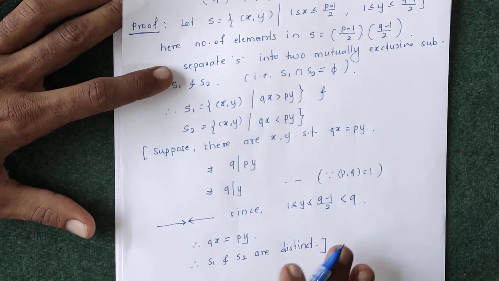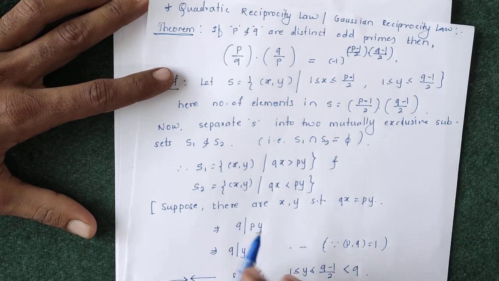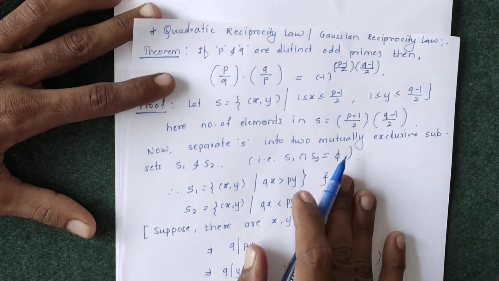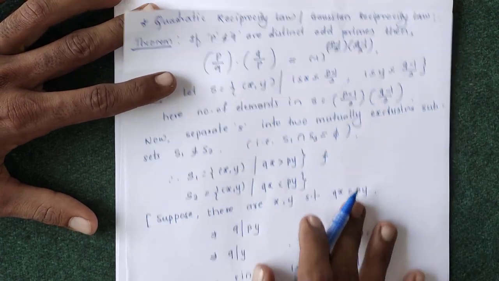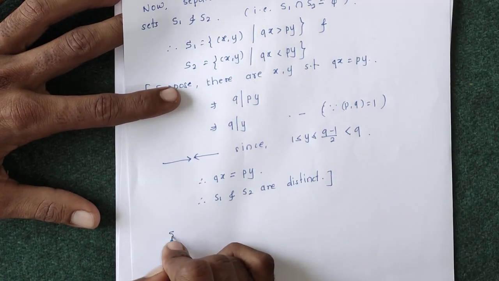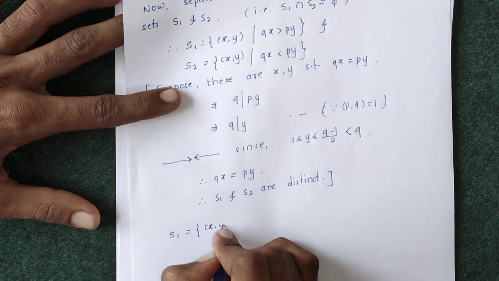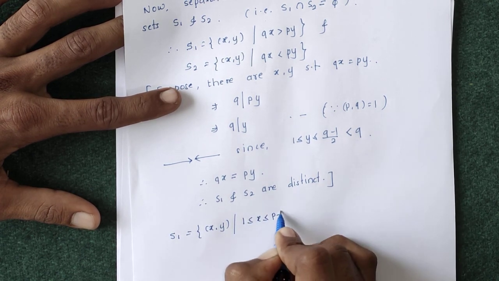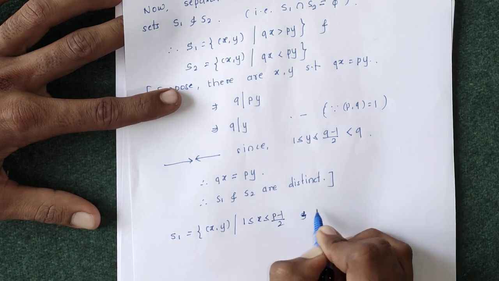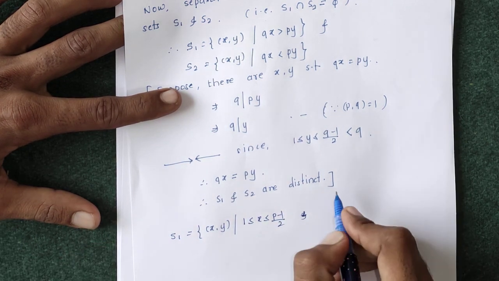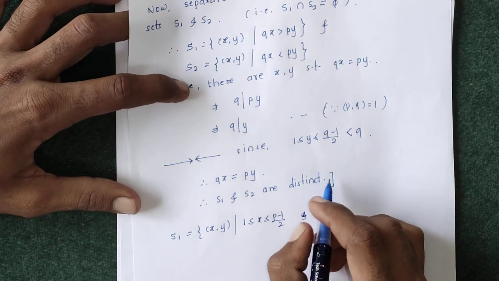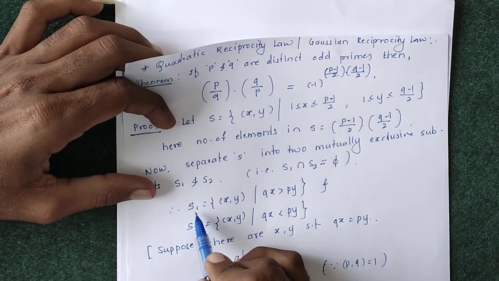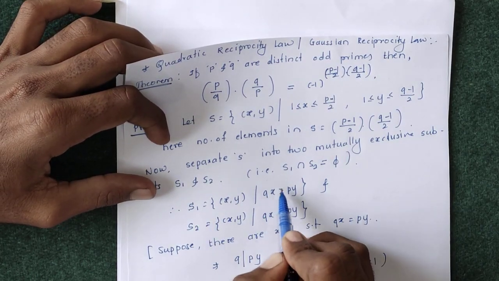Now we can rewrite this S1 as, since set S1 is the set of ordered pairs xy in which Qx is greater than Py. So this set S1 is a subset of this S. So I can write this S1 as ordered pairs xy in which x varies from 1 to (P minus 1) by 2 and y varies: 1 is less than or equal to y, y is less than or equal to (Q minus 1) by 2, but we have taken S as the set in which Qx is greater than Py.